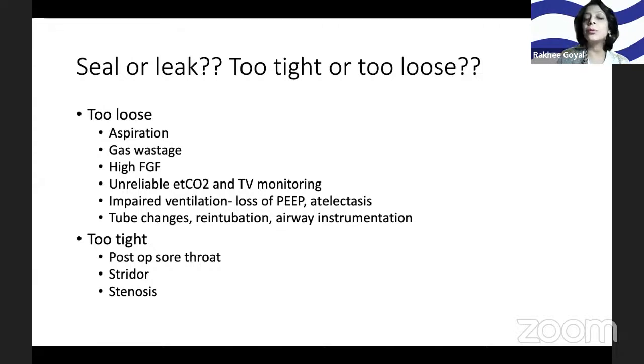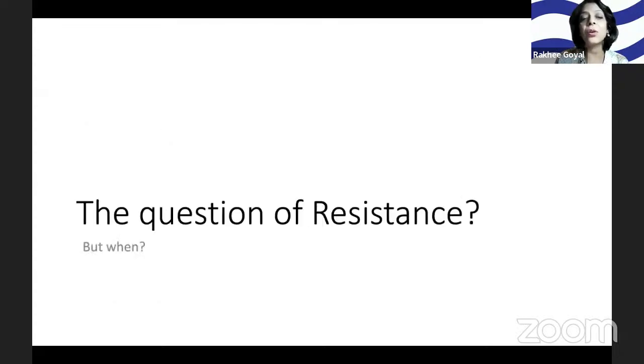Now, this is when the tube is loose. Now, if the tube is tight, I'm talking about the uncuffed tube, a tight tube causing pressure on the tracheal mucosa in a small child whose perfusion pressure is way less than the adult can cause, at the least, post-op sore throat and a grave adverse event like stridor or tracheal stenosis. So we need to have a tube which is not too tight and not too loose. And there comes the utility of a good cuff.